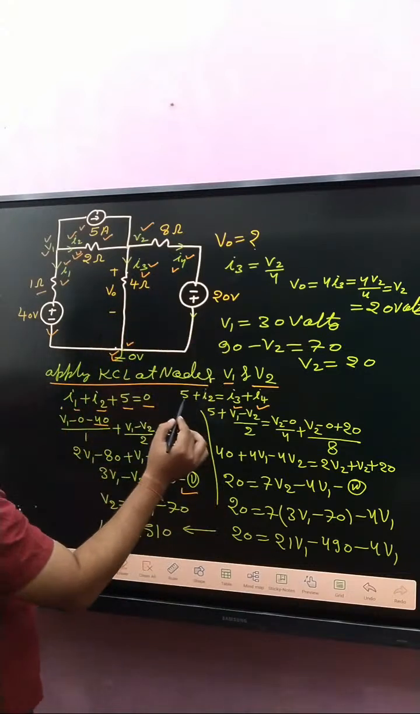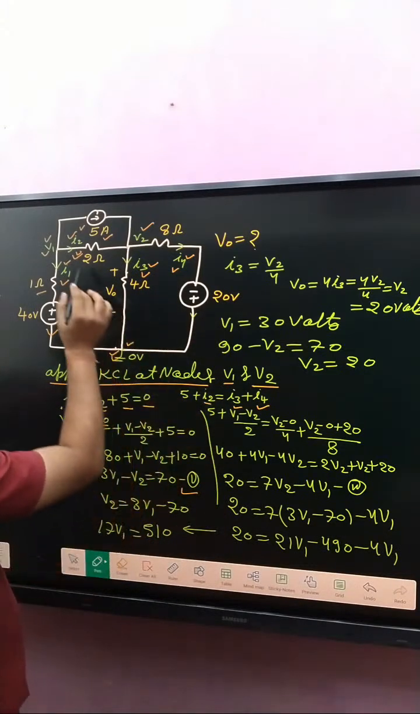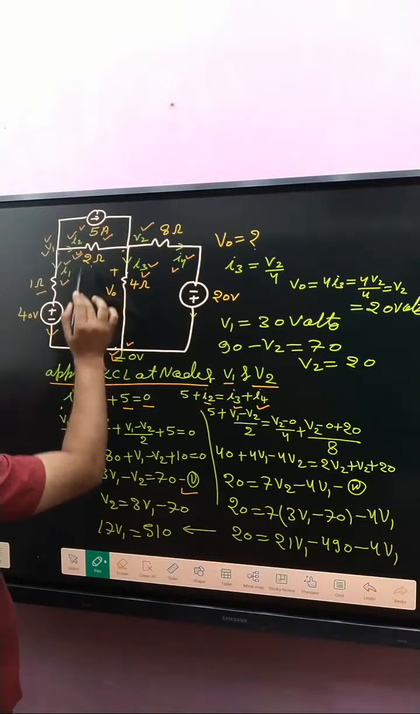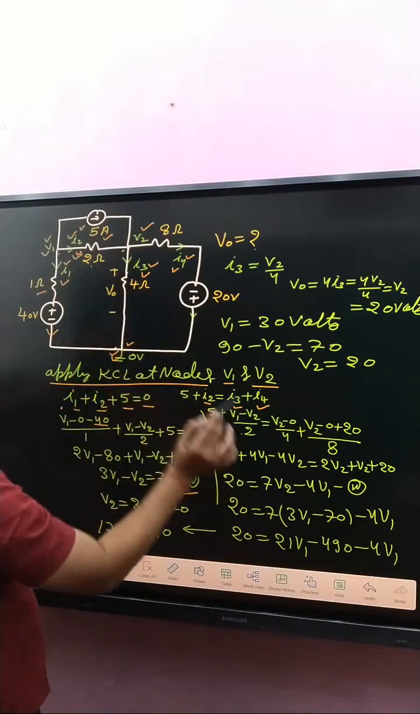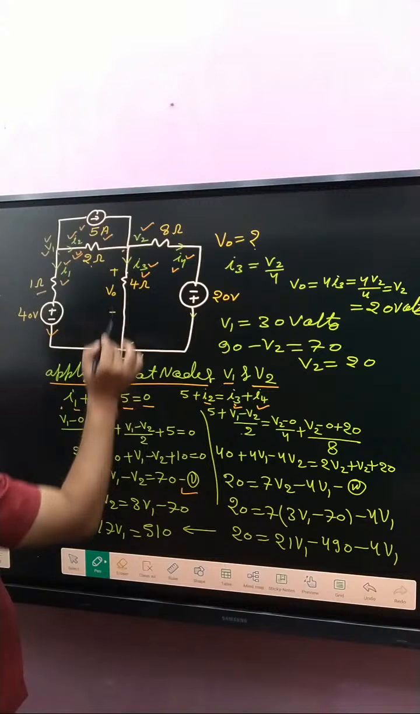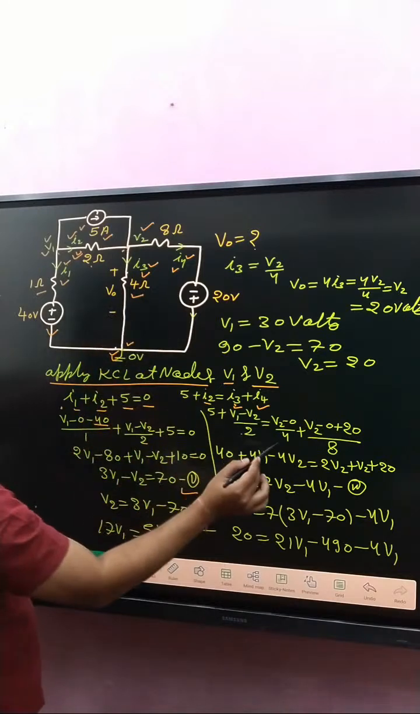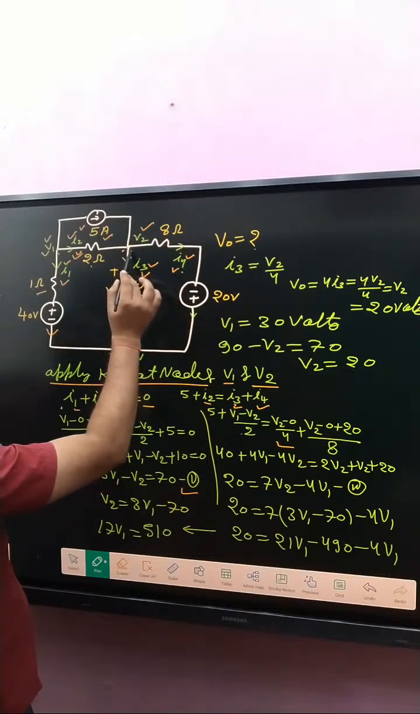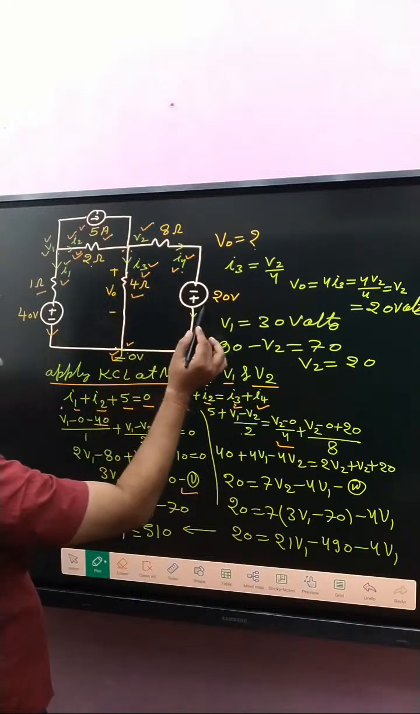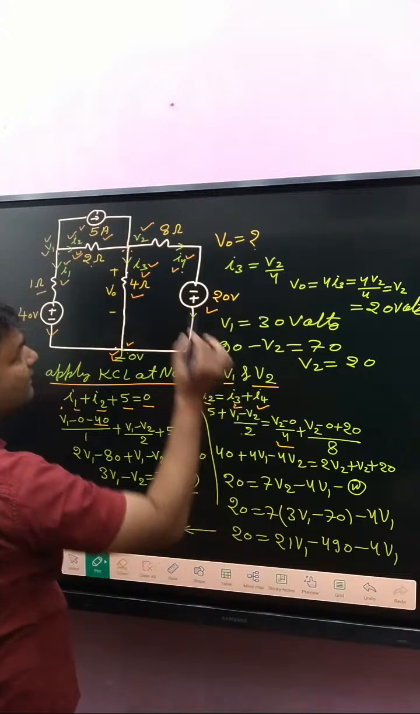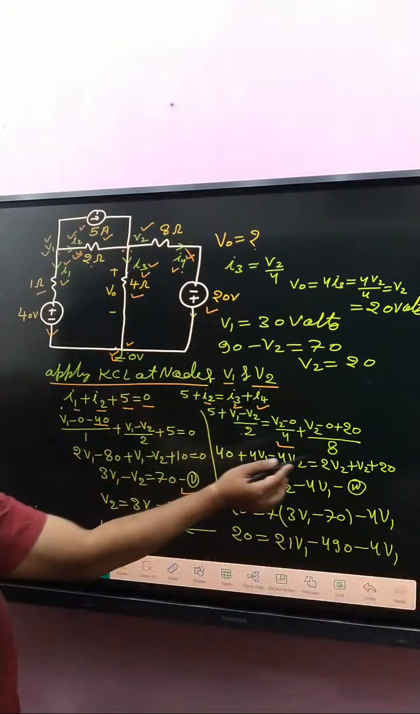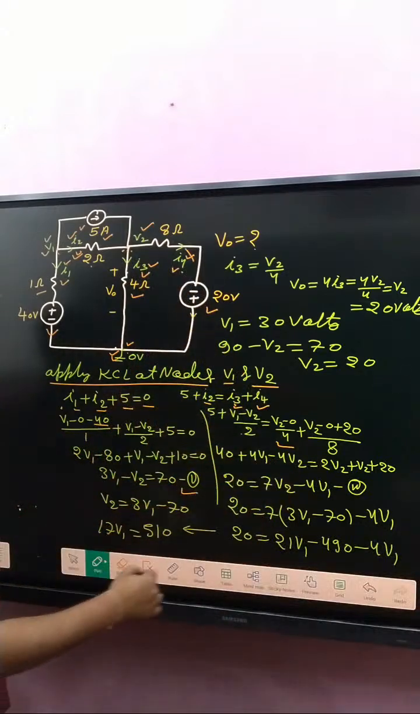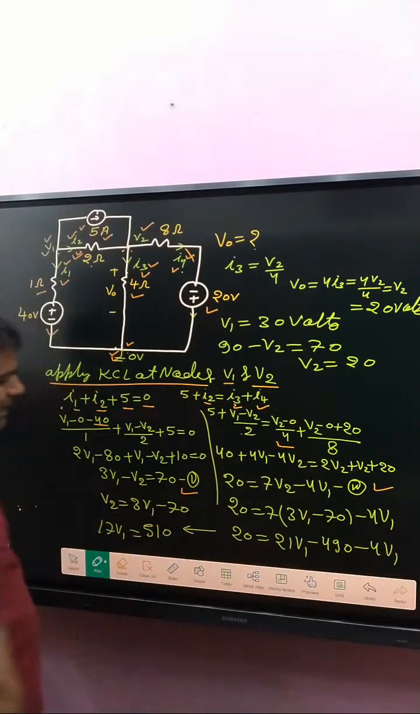Now next target: what about I2? I2 is V1 minus V2 divided by 2. And what about I3? I3 is V2 minus 0 divided by 4. That's why it is written here. And after that, what about I4? I4 is V2 minus 0, the current leaves from the positive terminal, so plus 20 divided by how much resistance in this branch? That is 8. After solving, we got equation number 2.